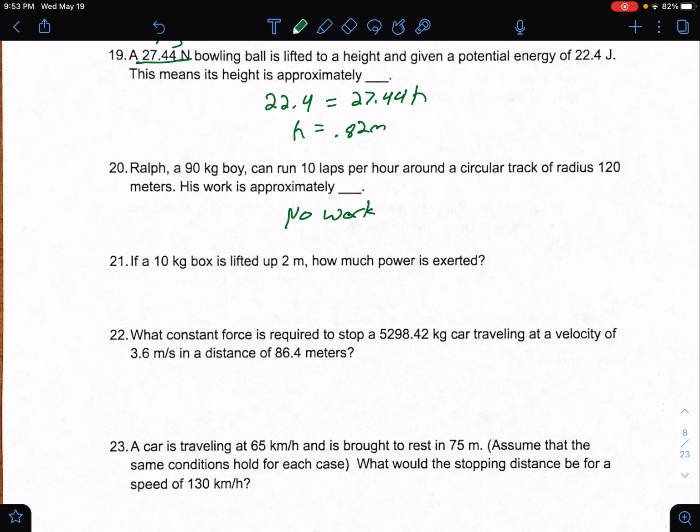Number 21, I wasn't sure about this problem. It says if a 10 kilogram box is lifted 2 meters, how much power is exerted? Power is work divided by time, and they didn't really give us time here, so I am not really sure. Might have been a little bit of a typo here, or I'm just looking at it wrong. So on that one, you might have to ask them about that because there should be a time in order to find power.